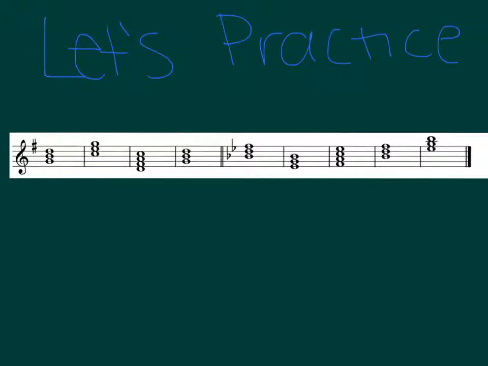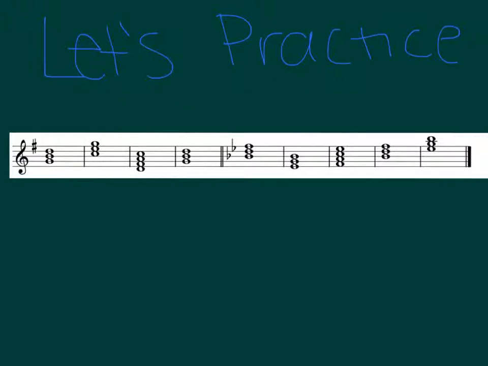Okay, let's practice. First, I want you to identify what the key signature is over here. And then using the root of the chord, I want you to write the root of the chord name on top of the staff. And then when you're finished with that, in the top left, like we did in the other slide, write the scale degree.